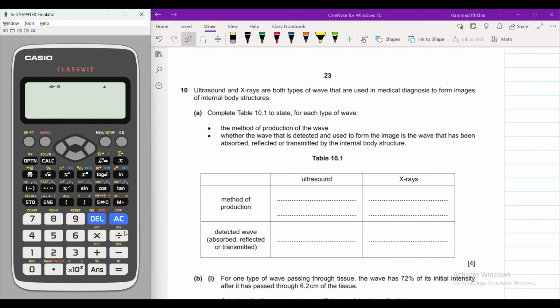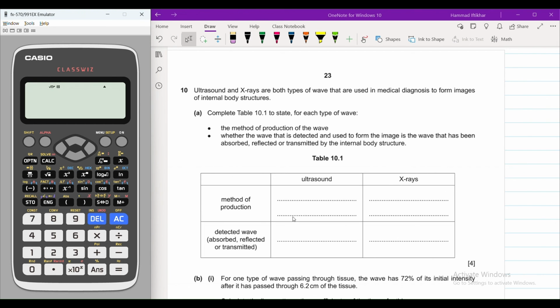Ultrasound and X-rays are both types of waves that are used in medical diagnosis to form images of the internal body structures. Complete table 10.1 to state for each type of wave the method of production of wave, whether the wave that is detected and used to form the image is the wave that has been absorbed, reflected, or transmitted by the internal body structure.